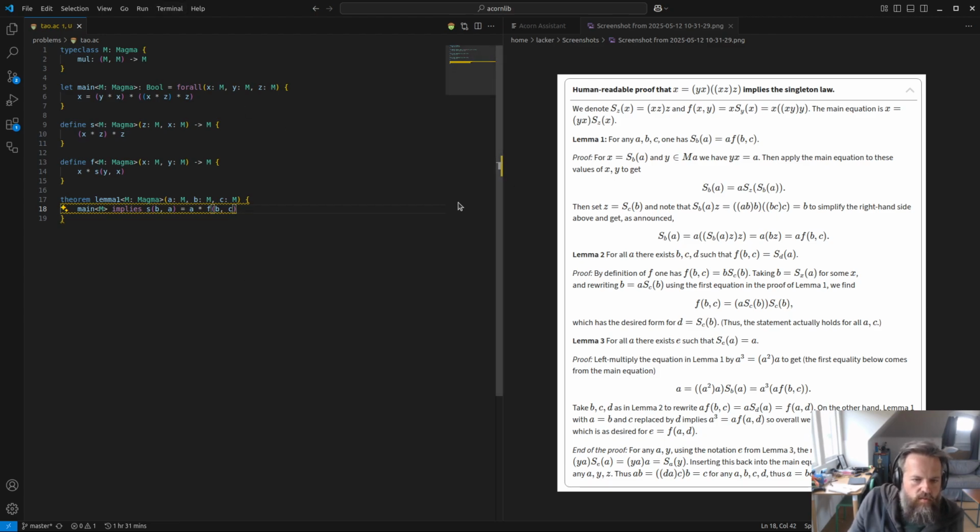So let's see. What is the first step here? For x equals SBA and y equals MA. Okay, I think this notation means that y is something operation A. So then we have y. Yeah, so if y is ZA, then that'll be like saying we have ZA x equals A.